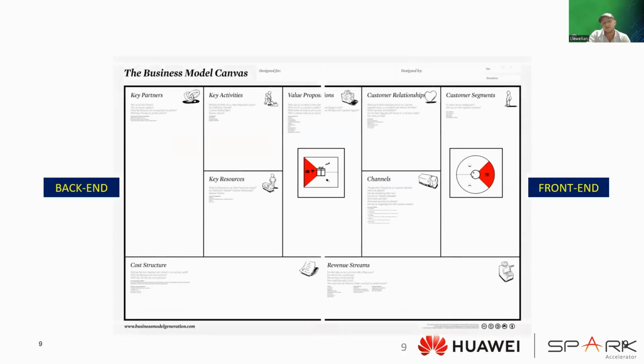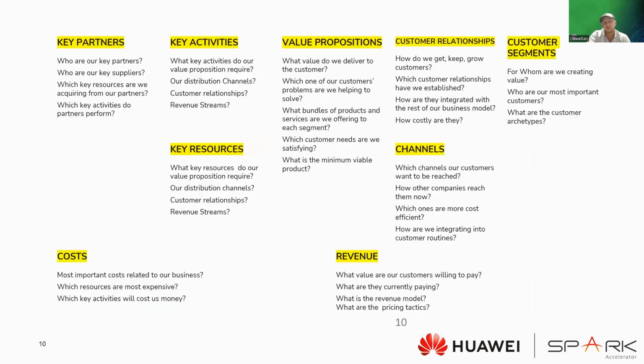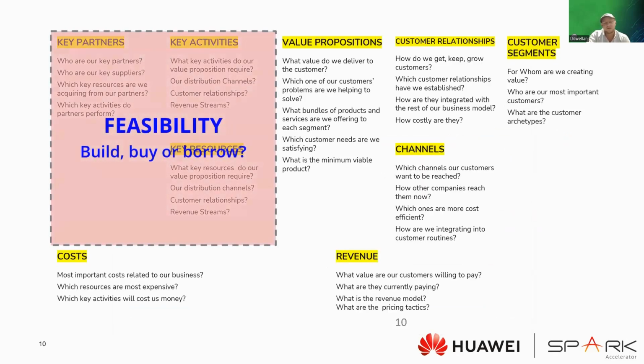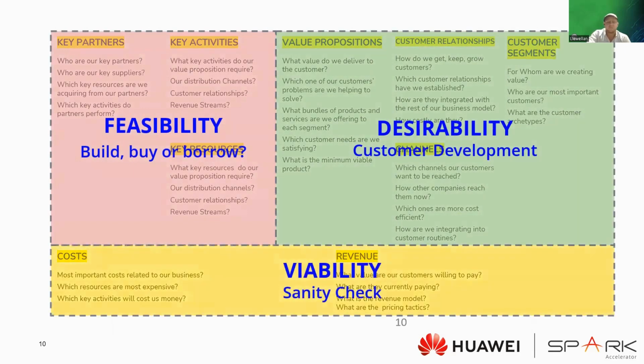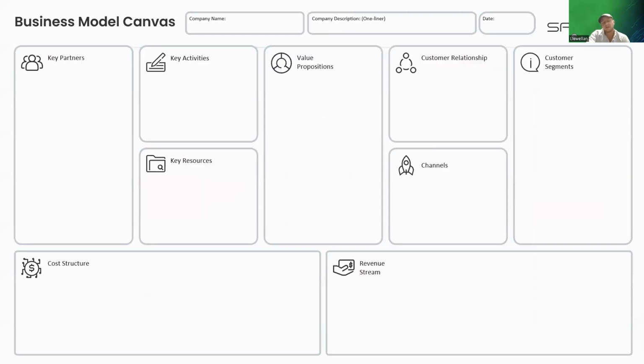So the front end would be your customer relationship, customer segments, your channels, okay? The back end would be your key partnerships, key activities, key resources. I'm moving through this quite quickly due to time. Feasibility on the back end is how you're going to have to buy, build, or borrow to be able to build out your product. Desirability on the front end is obviously the customer development. The viability is your costs and revenue. So that's your business model canvas that you see here.